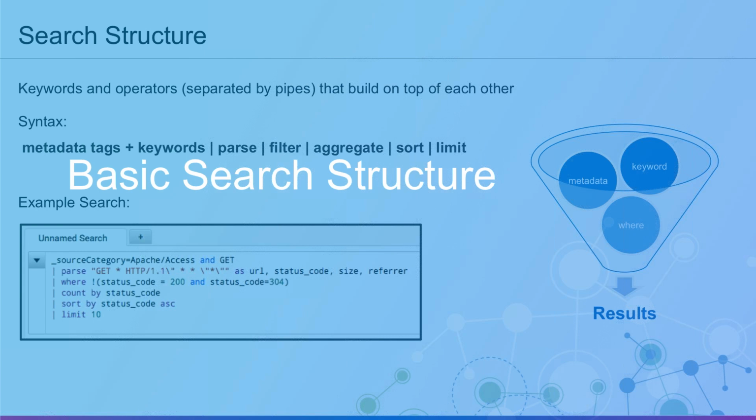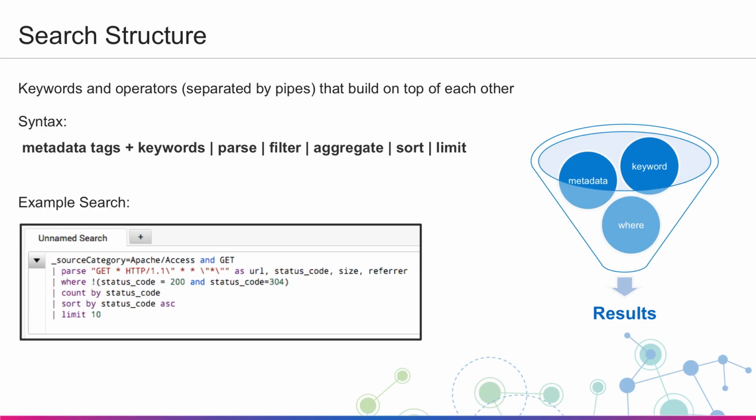All right, so let's dive right in. What does a basic search look like in Sumo Logic? Well, it's basically a bunch of keywords and operators separated by pipes that build on top of each other. So you can see the search syntax here. Everything before the very first pipe is the most important part of the search.